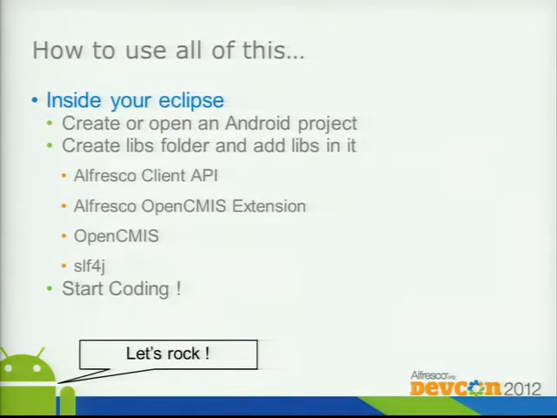How do you use all these things, all these ideas? It's really simple. Inside your Eclipse, you create or open an existing Android project. Inside it, generally, there's a libs folder, and simply inside this libs folder, just put all the jar files like Alfresco Client API, Alfresco OpenCMIS extension, OpenCMIS, and SLF4J, and simply start coding. There's nothing more that you require to use our SDK and the Client API SDK.